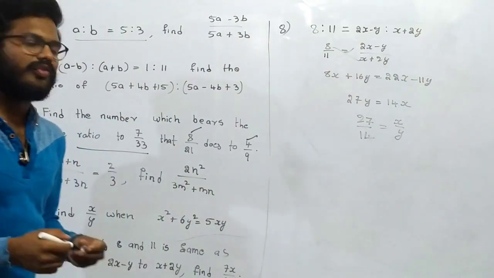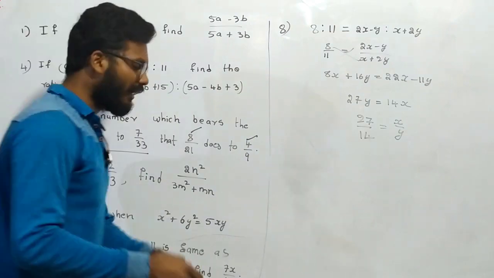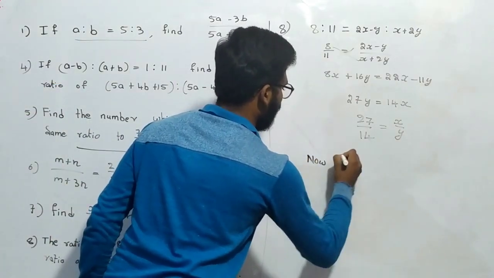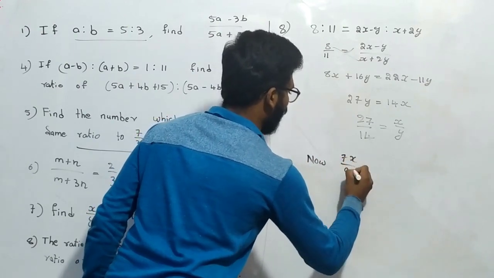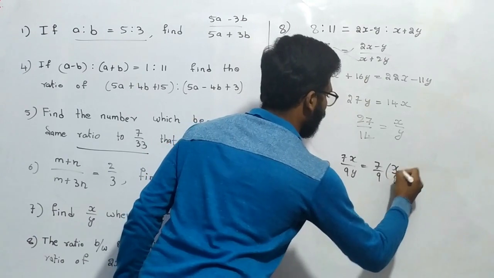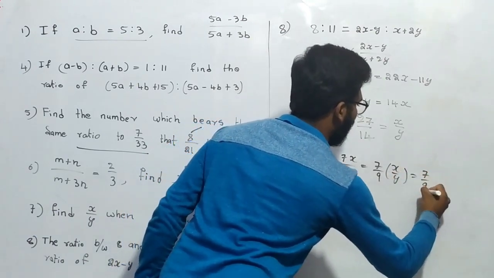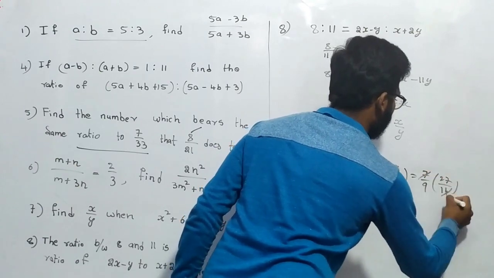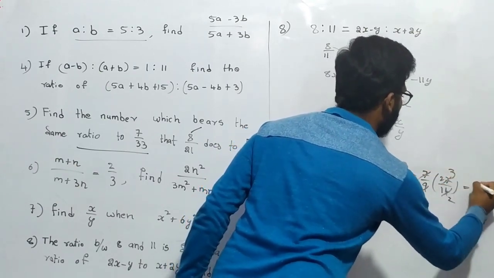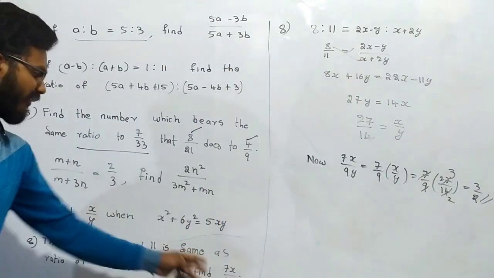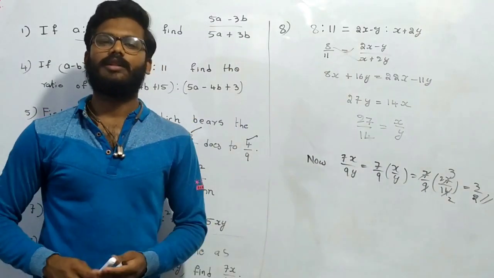Now we have to find the value of 7x by 9y. So now 7x by 9y is nothing but 7 by 9 into x by y. So 7 by 9 into 27 by 14. So 7 1s are 7, 7 2s are 14, 9 1s are 9, 9 3s are 27, equal to 3 by 2. Therefore the value of 7x by 9y is equal to 3 by 2.